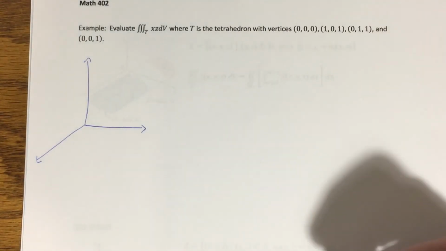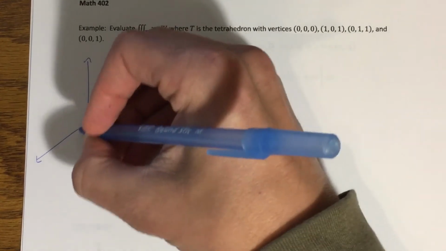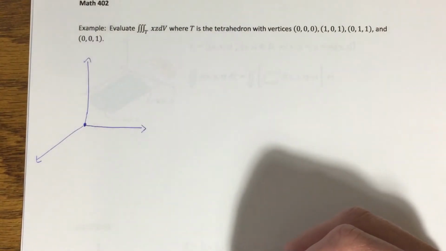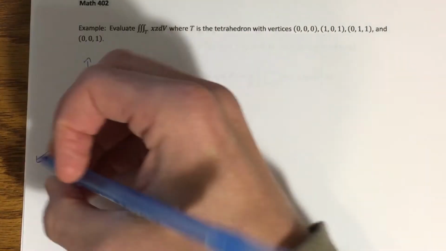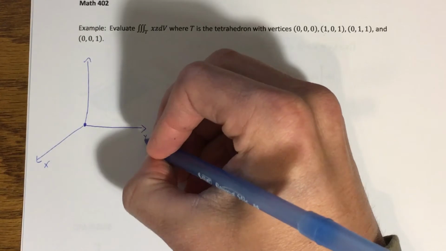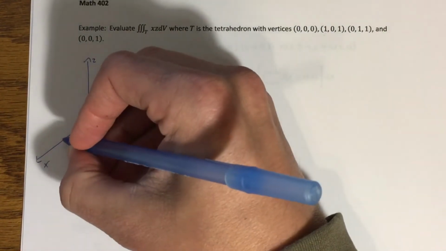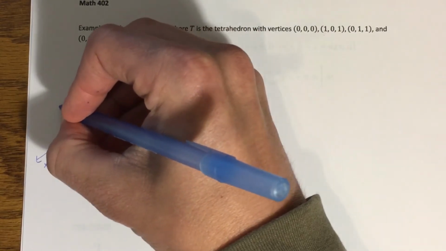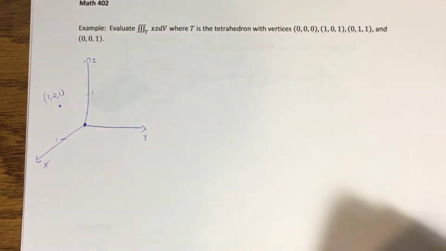Okay, so 0, 0, 0, that's the origin. We do have one point right there at the origin. I have one at 1, 0, 1. That's x and z are both equal to 1. Y is equal to 0. That means this is a point in the xz plane. So I'm going to make this a 1 and a 1. And we'll say that that's the point 1, 0, 1 right there.